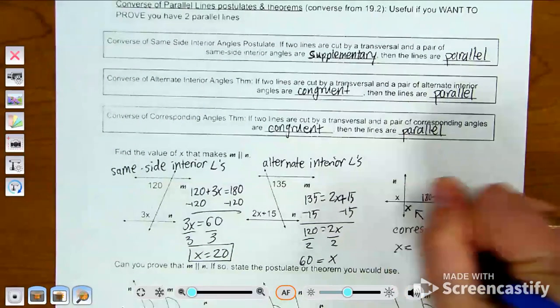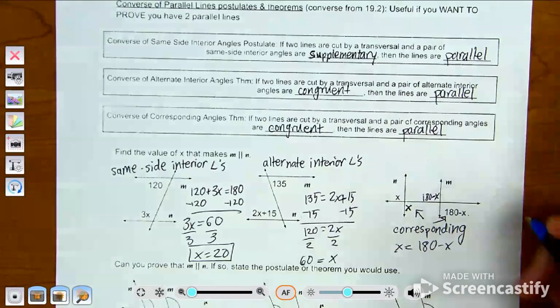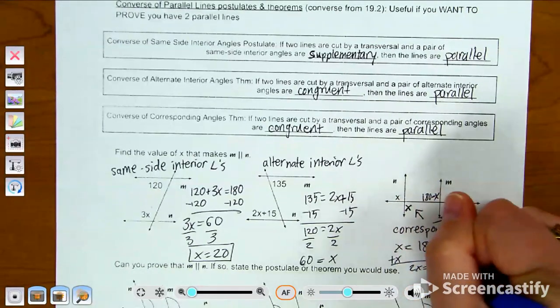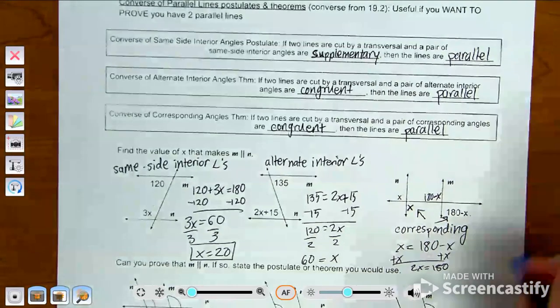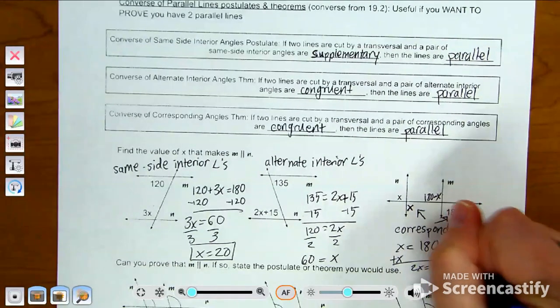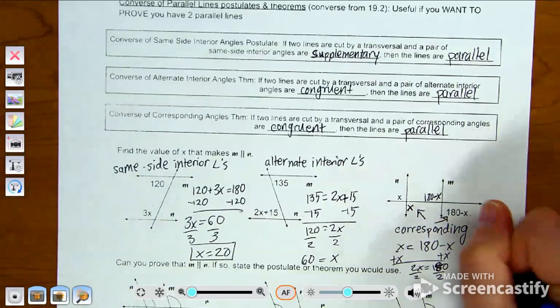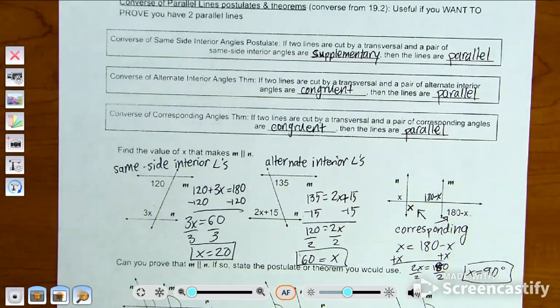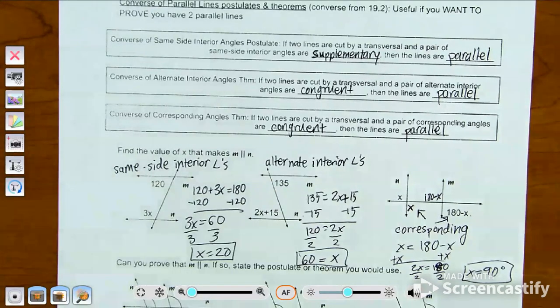So we can set x equal to 180 minus x, and if we solve this out, we'll get 2x equals 180, and divide both sides by 2. We'll get that if x is 90 degrees, then that's enough to guarantee that the lines N and M have to be parallel to each other. So this is one way you might be asked to demonstrate knowledge of how to ensure that lines are parallel or how to identify that lines are parallel.